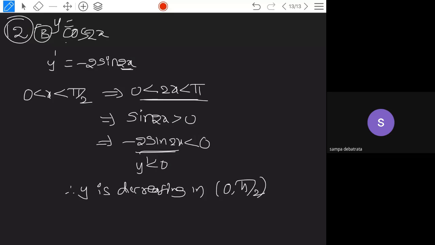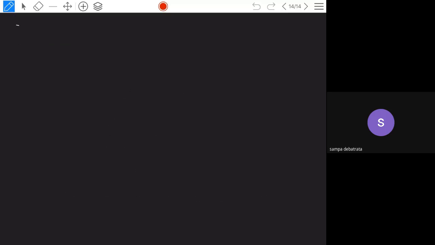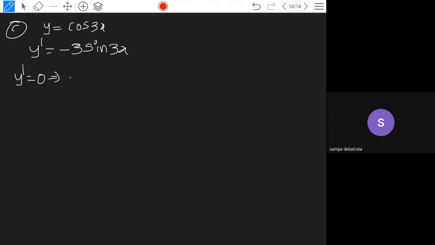In the same way, third one cos 3x is given to you. Okay, this is also a little bit different. Y is equals to cos 3x you take. The differentiation, y dash is equals to minus 3 sin 3x. So now here this is equals to 0, you should take compulsory, because it is going to split the given interval into some parts, two parts. Why? Because y dash is equals to 0 should be taken into consideration. From this minus sin 3x is equals to 0 you will get.